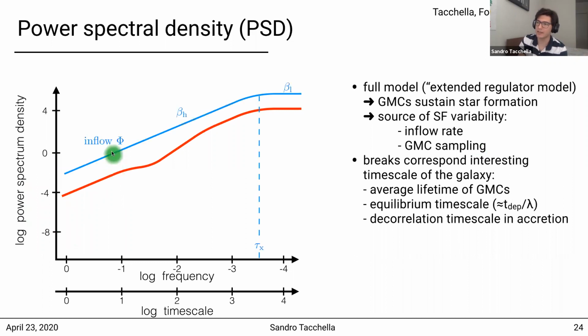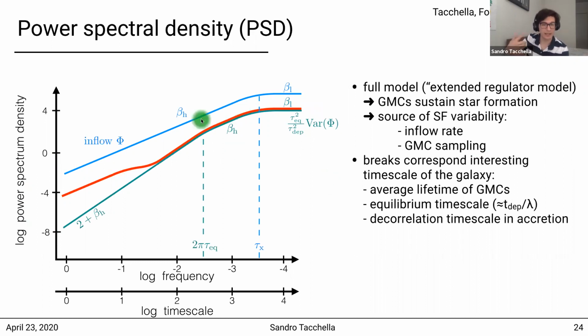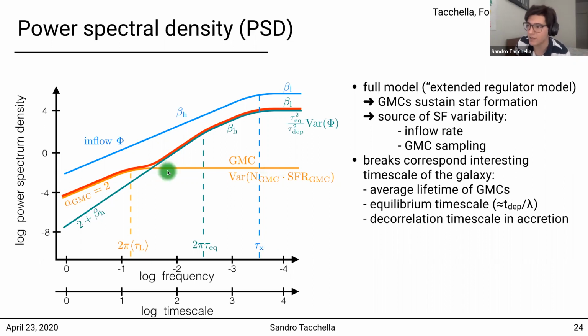Again, this is showing you that on long time scales, typically, the inflow rate is giving you the shape of the power spectrum. And then on this intermediate time scale, the gas cycling, so the regulator model itself, is playing the crucial role. And then at the short time scales, we have this additional contribution coming in from the stochasticity of randomly sampling GMCs. And the nice thing is that we have not just a numerical understanding, we also have analytical understanding for how things evolve in this model.